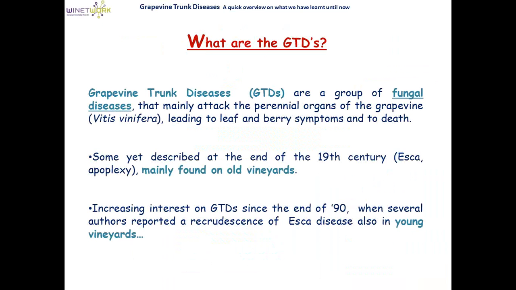First, what are the GTD? Grapevine trunk diseases are a group of fungal diseases that mainly attack the perennial organs of grapevine, leading to leaf and berry symptoms and to death. Some were described at the end of the 19th century, like ESCA or apoplexy, and these diseases were considered typical of old vineyards. An increasing interest in GTD started at the end of the 20th century, when several authors reported a recrudescence of ESCA disease also in young vineyards.